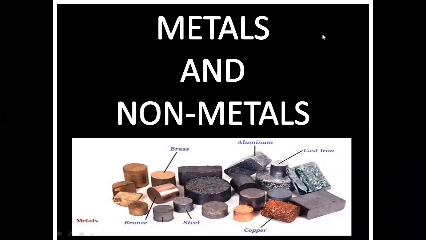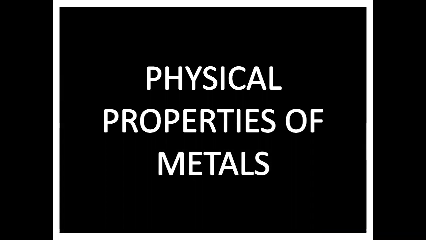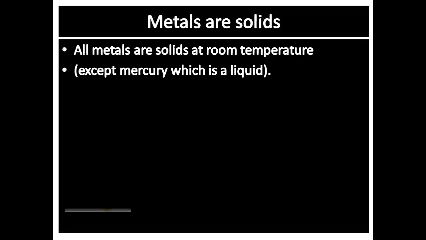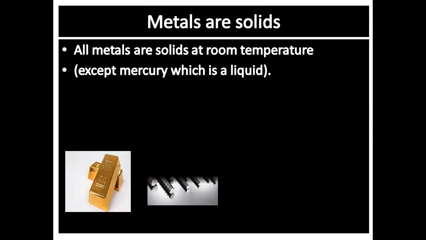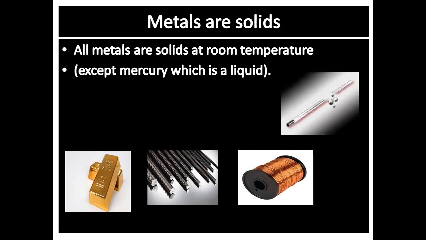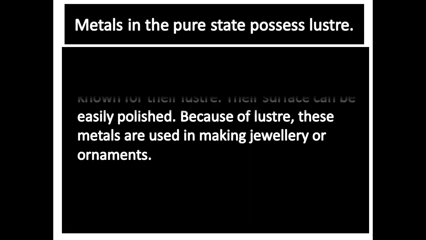Hello students, today we are going to discuss physical properties of metals. All metals, for example gold, iron, copper, are solid at room temperature, but mercury is liquid at room temperature. Metals in pure state possess luster.